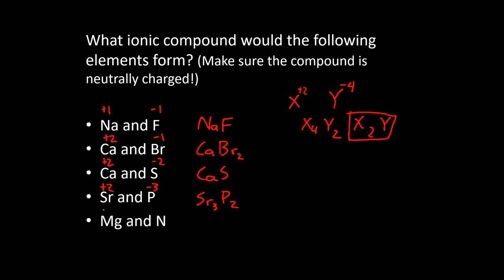Alright, so then the last one here, +2 for magnesium, -3 for the nitrogen. Same thing as the ones above. Mg3N2. Gives us +6 and -6, which is a neutral charge.